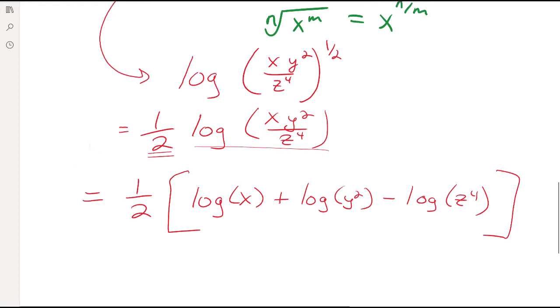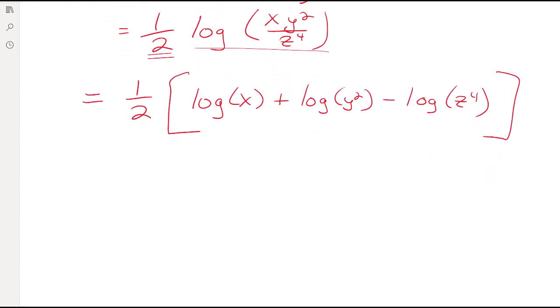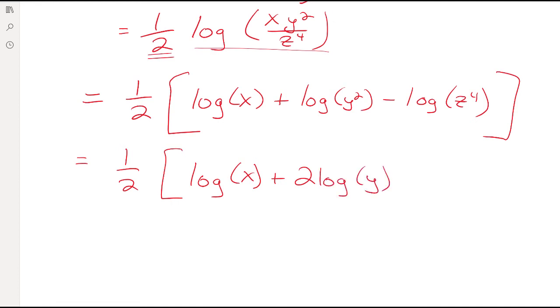If the instructions tell you they don't want any exponents for your arguments, things in the parentheses, then we need to do the power rule. Let's do that. Let's keep the 1/2 on the outside. We have log of x plus, we can bring that 2 out front for that middle term there, so 2 log of y minus 4 log of z.